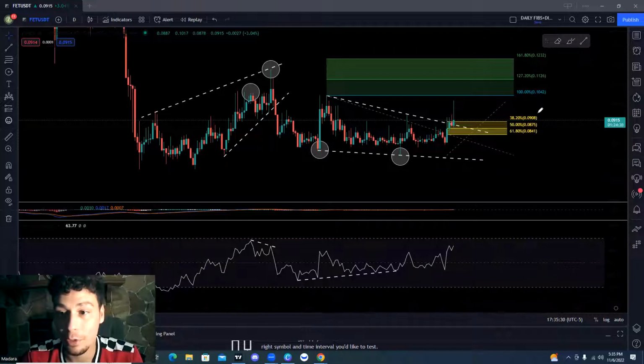All right, our three retracement levels are 0.09, 0.087, and then 0.084. Those are the three critical levels that we need to hold.